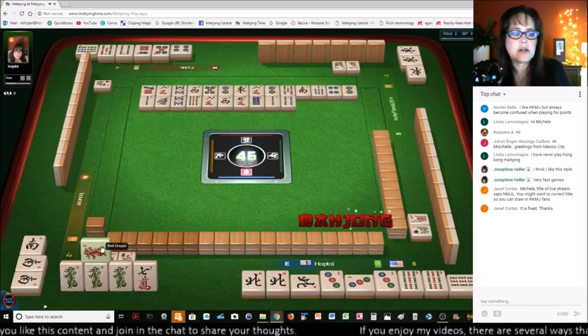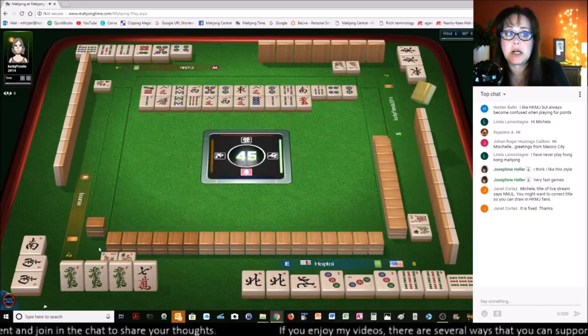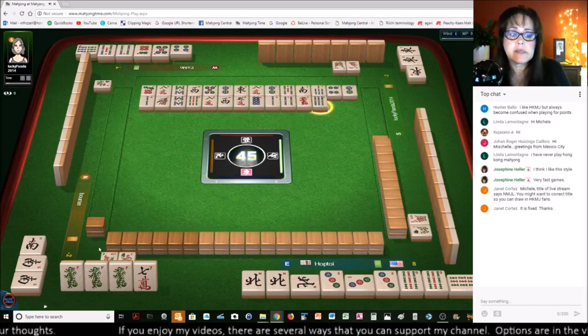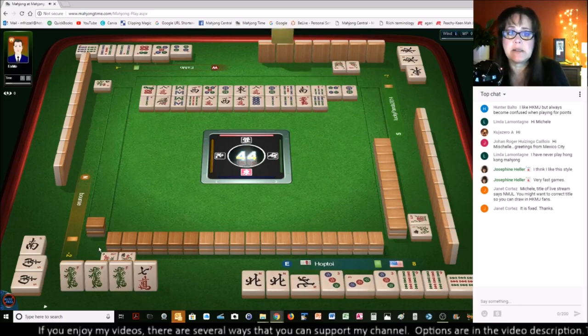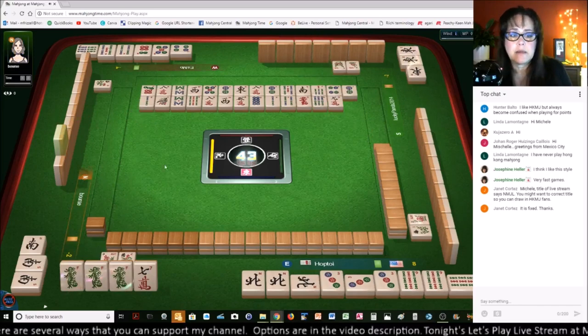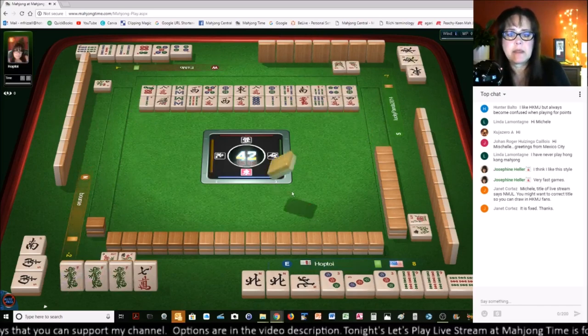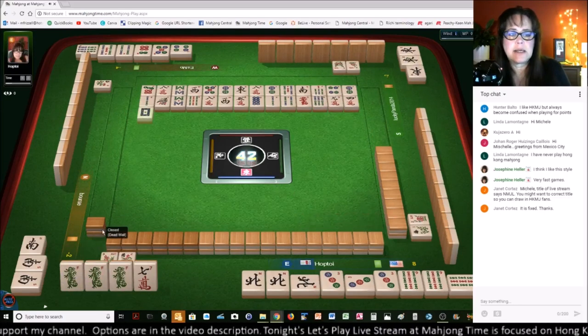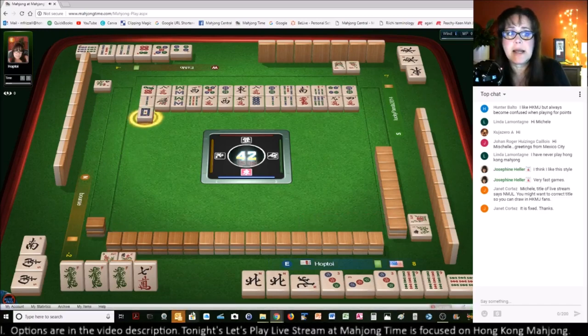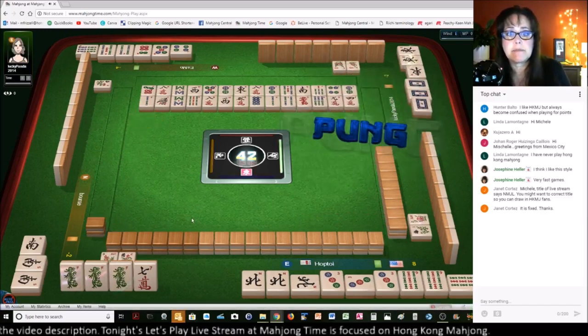Red dragon. There are none out. I don't want to be waiting on an honor. We need a 7 crack. The likelihood of someone throwing a number tile is greater than someone throwing an honor. Nine characters. Typically. Four characters. We'll discard that. White dragon. We need a 7 crack. Someone's going to pung it. Pung.